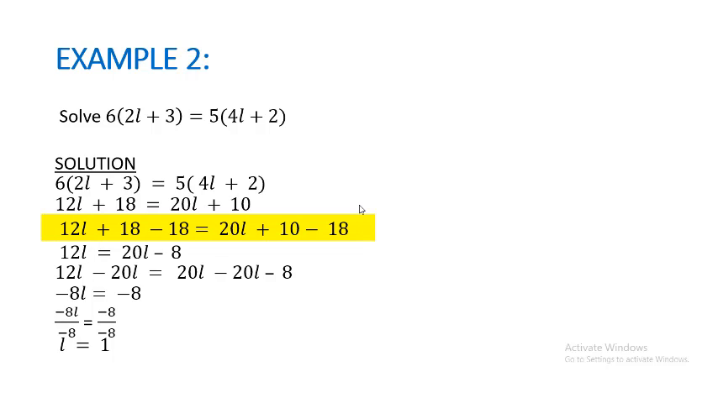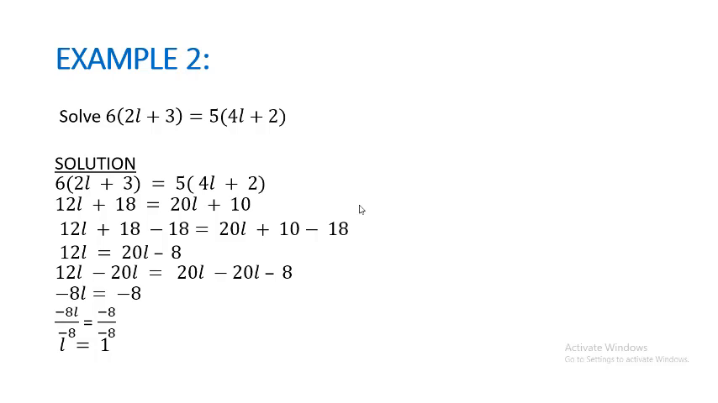So on the left hand side, let us move that 18 to the right hand side. So we are going to use its inverse, which is negative 18. So 12L plus 18 minus 18 is equal to 20L plus 10 minus 18. So if we simplify there, on the left hand side we are going to remain with 12L, and on the right hand side we are remaining with 20L minus 8.